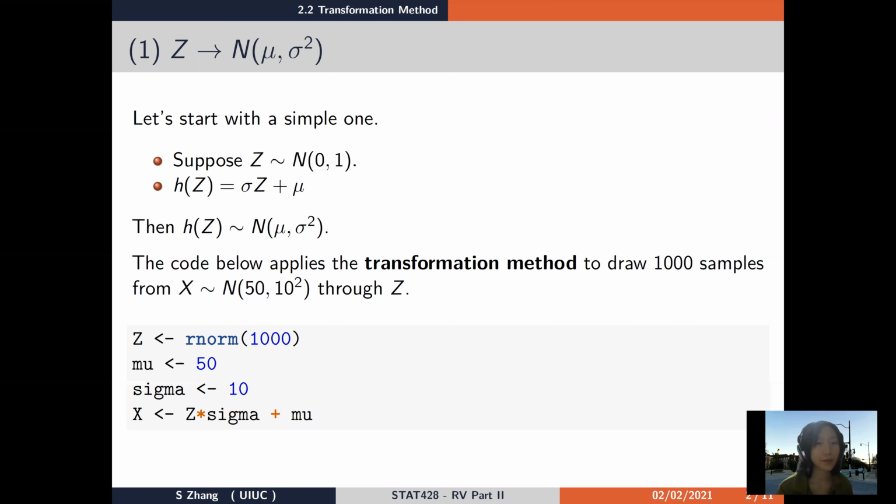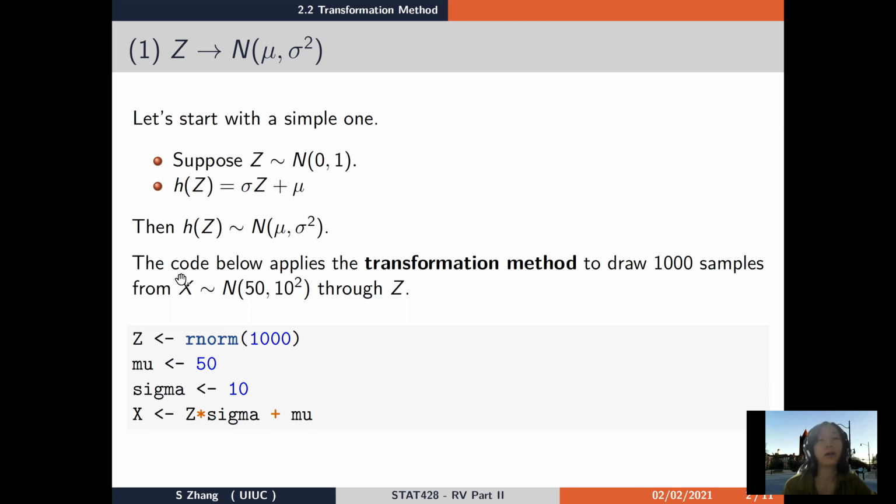And let's start with a simple example where we want to transform the standard normal random variable to a random variable that is normally distributed with mean mu and standard deviation of sigma. Let's suppose that the random variable Z follows the standard normal distribution. So normal distribution with mean 0 and standard deviation of 1. And let's consider the following linear transformation, h of Z. Here, h of Z is equal to sigma, a scalar, times Z, plus mu, a constant. In this case, it's quite easy for you to see that h of Z will follow the normal distribution with mean mu and standard deviation of sigma.